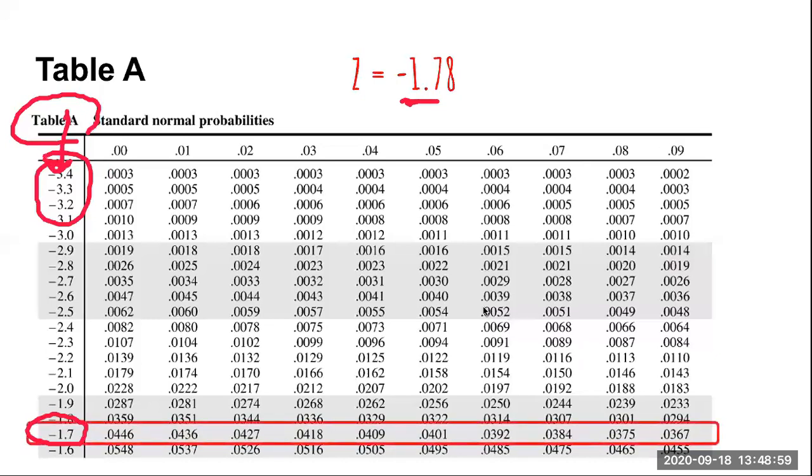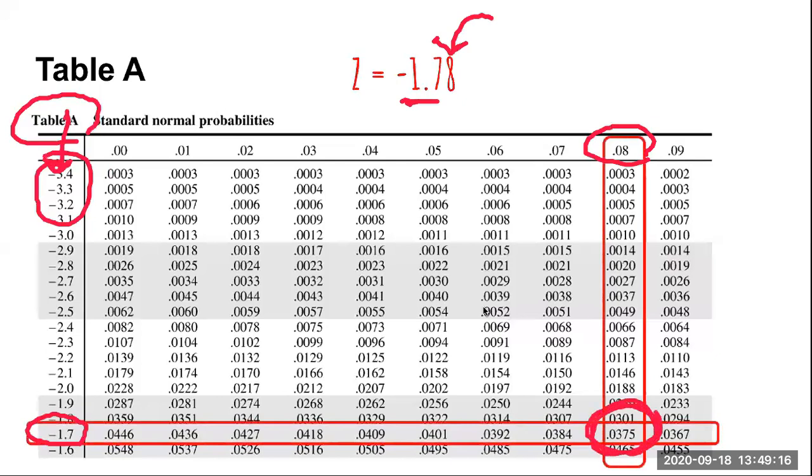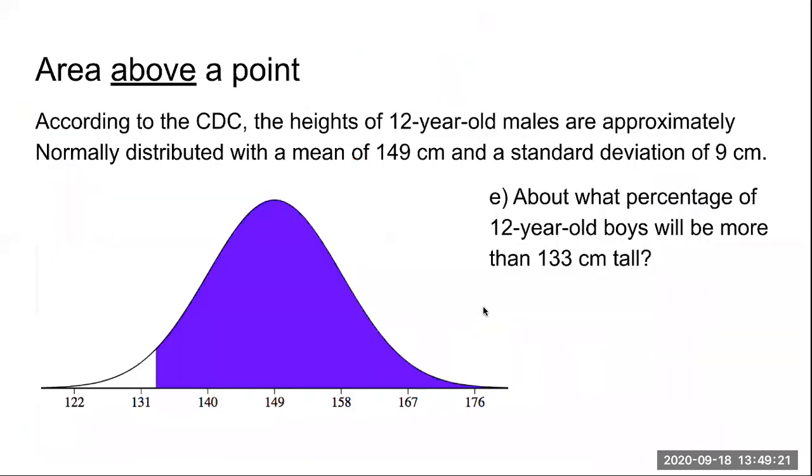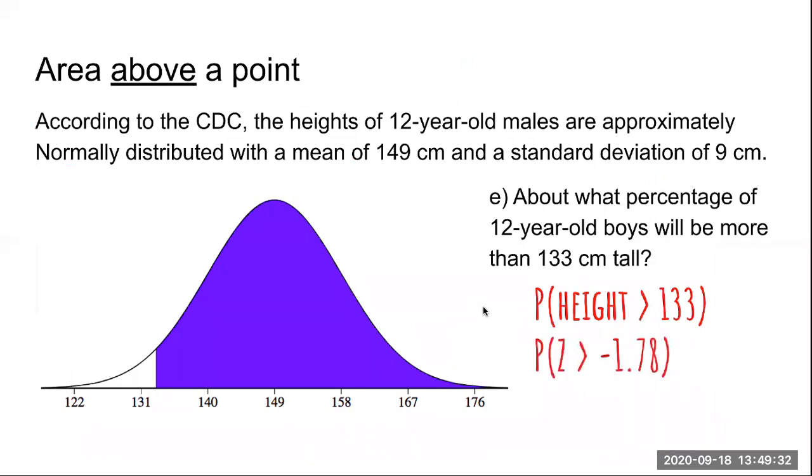Then you're going to look for the second decimal place, the hundredths place, under the 0.08. So that's that one. And lo and behold, we get this answer. The area is 0.0375. So if we go back, this blue shaded area, we want the probability the height is greater than 133. We standardize the height to be a z-score, which is negative 1.78, and we get an answer of 0.0375.